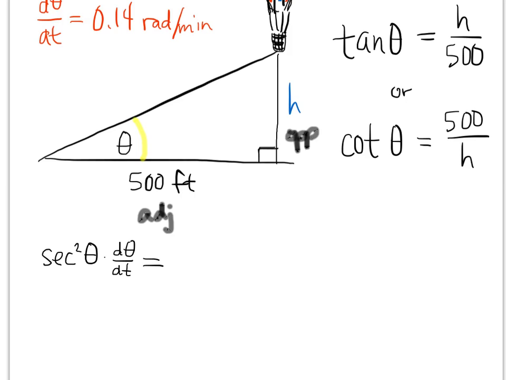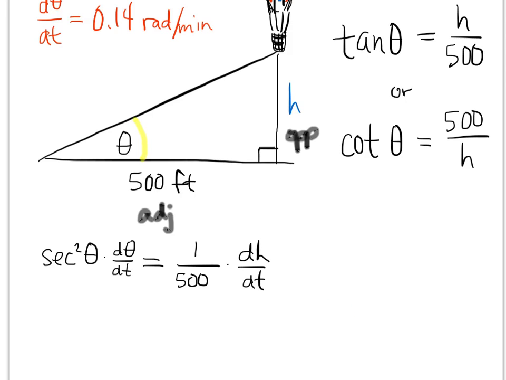So what about the right side? If I ask you to take the derivative of h over 500, please don't use quotient rule here. This is a problem where really you should understand that h over 500 is really just 1 over 500 times h. So that derivative is actually very easy to take. It's simply 1 over 500, and then derivative of h is dh dt. Okay, so there's the derivative if we want to use tangent.